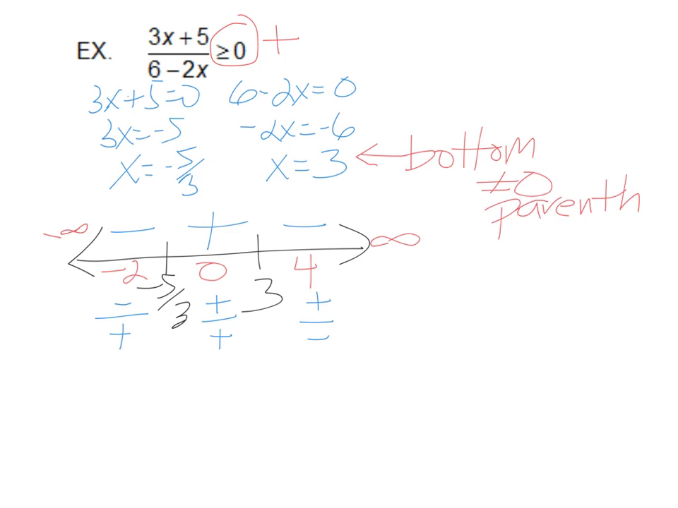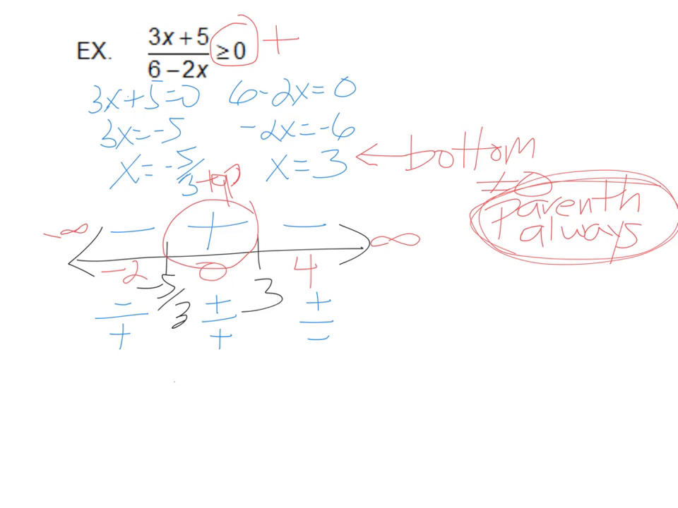So on these fractional ones, if it comes from the bottom, it is always a parentheses, because you're not allowed to equal 0 on the bottom. So if it comes from the bottom, it's always a parentheses. If it comes from the top, then it depends on if you have the equal to or not in the original.